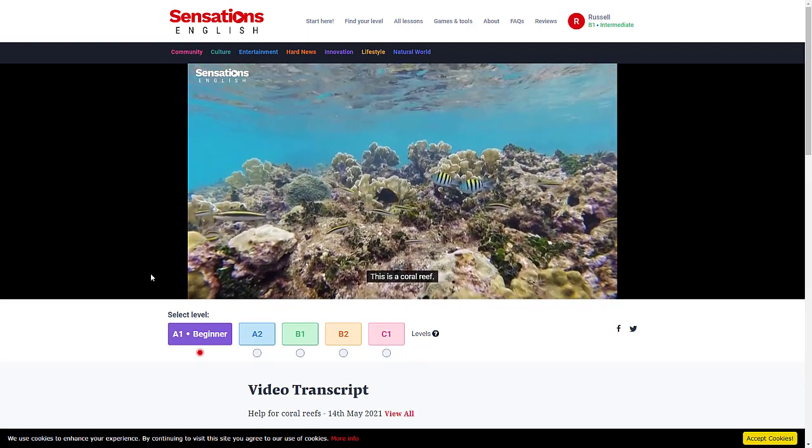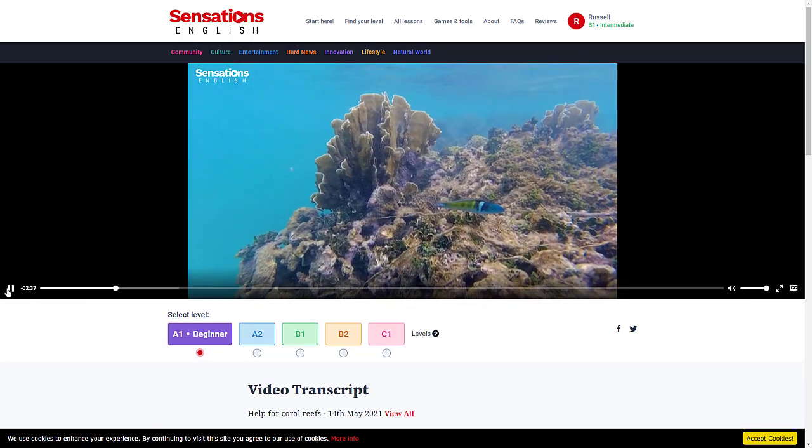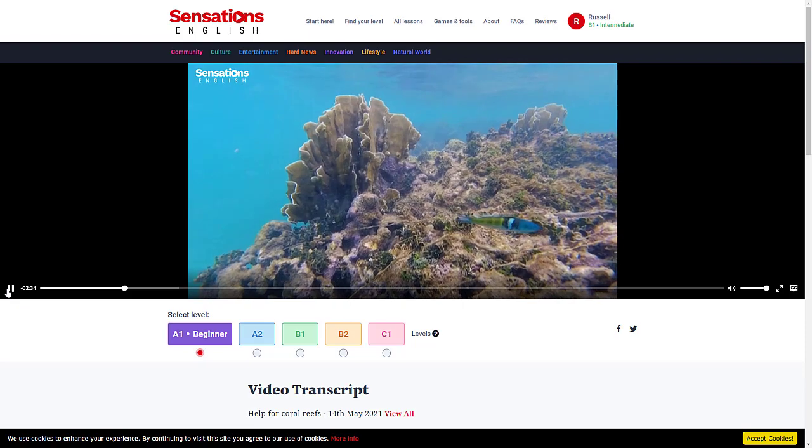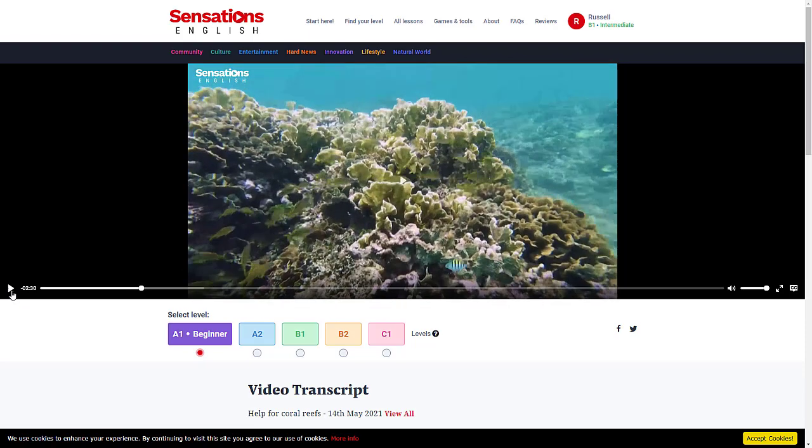This is a coral reef. Coral reefs are dying all over the world. Scientists want to save the coral reefs.